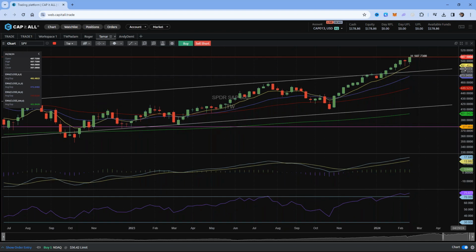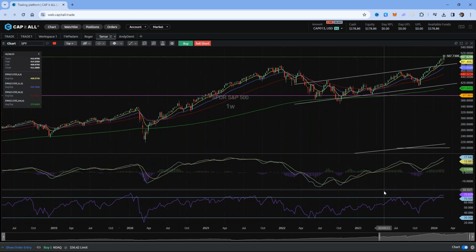Right now, the 8 is sitting around here, okay? So again, this is quite a nice one. We touched it there. At the moment, we've just kind of pulled away from it. So again, I would love to see a bit of consolidation or potentially a pullback. Now, bear in mind, this is a weekly time frame.